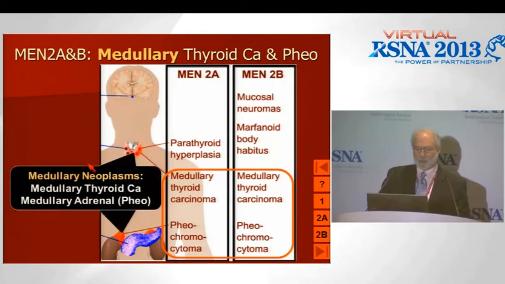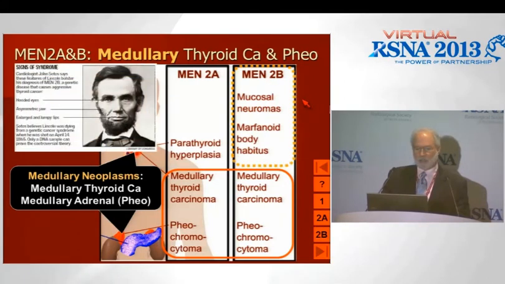We want to remember that medullary neoplasms are what we're looking for as the most common features of MEN2: medullary thyroid cancer, and medullary adrenal cancer, which is going to be pheochromocytoma. And you want to remember that the primary difference between MEN2B and MEN2A is the cutaneous findings, and I'll just leave you with this thought.